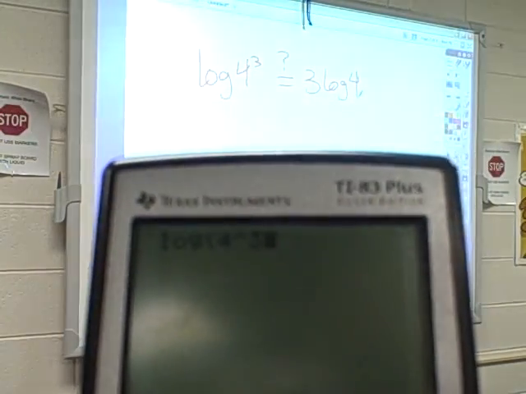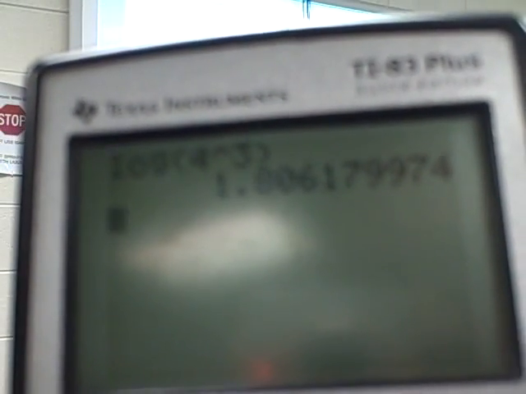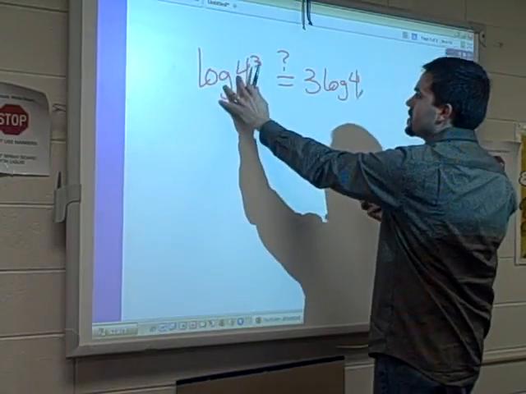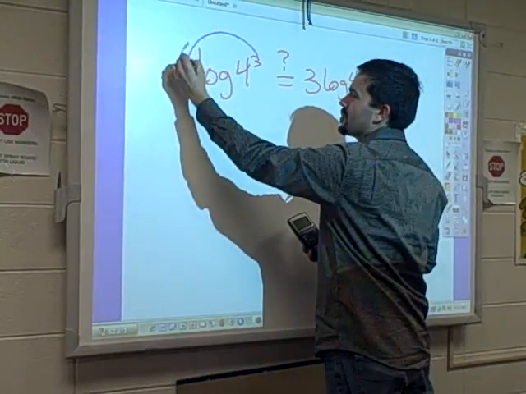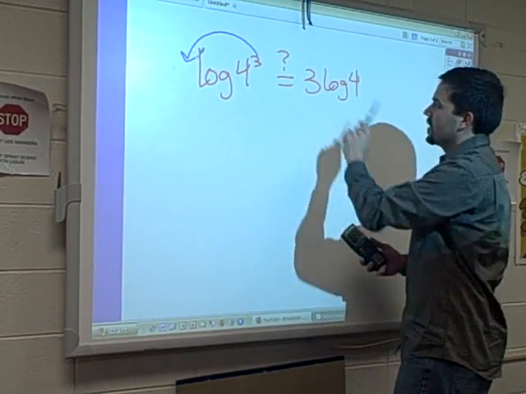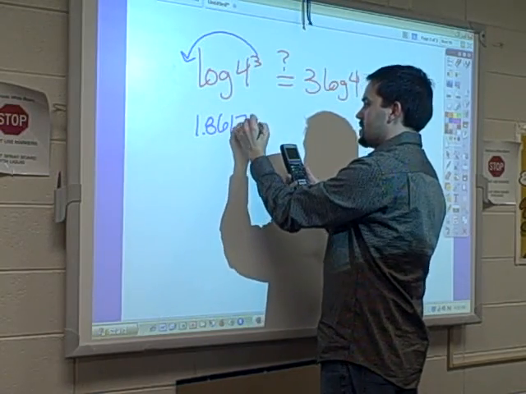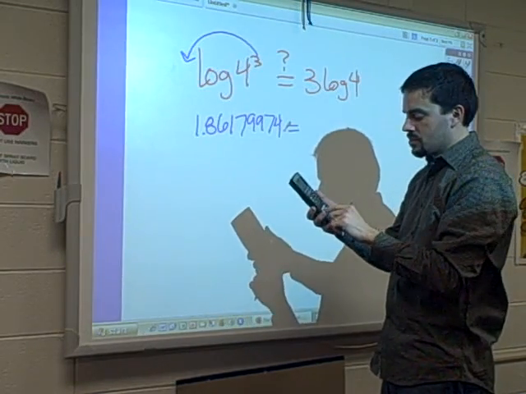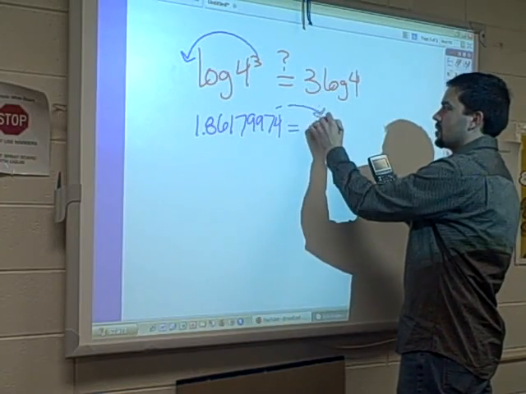Log 4 to the 3rd power, and that gives us 1.8061799. What I'm checking right now is that I typed this into the calculator. I'm going to type this in also, and the idea is that the logarithm is going to take that exponent and pull it down front, like we have right here. So we know this is 1.806179974. And in your calculator, you can do it now, 3 log 4. You hit enter, and sure enough, it gives us the exact same number.